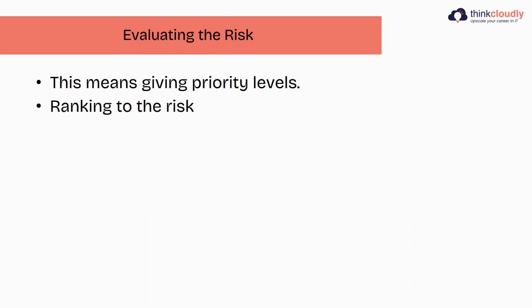Next thing is evaluating the risk. Evaluating the risk basically means, herein, when we identify the risk, it is not just one risk or two risks. It could be a number of risks, right? So in evaluating the risk, your job is to basically give priority level to risks. By that, what I mean is, let's say you have identified 5 risks. So working on all those 5 risks in one day is not possible for everyone, right?